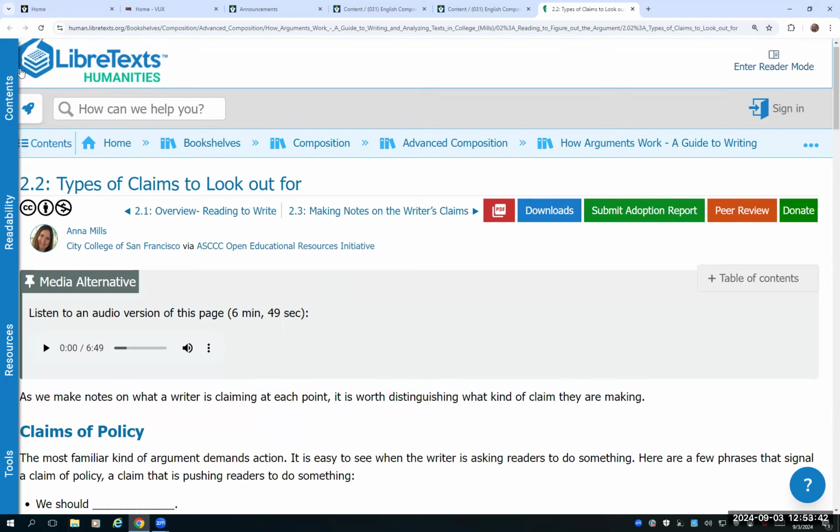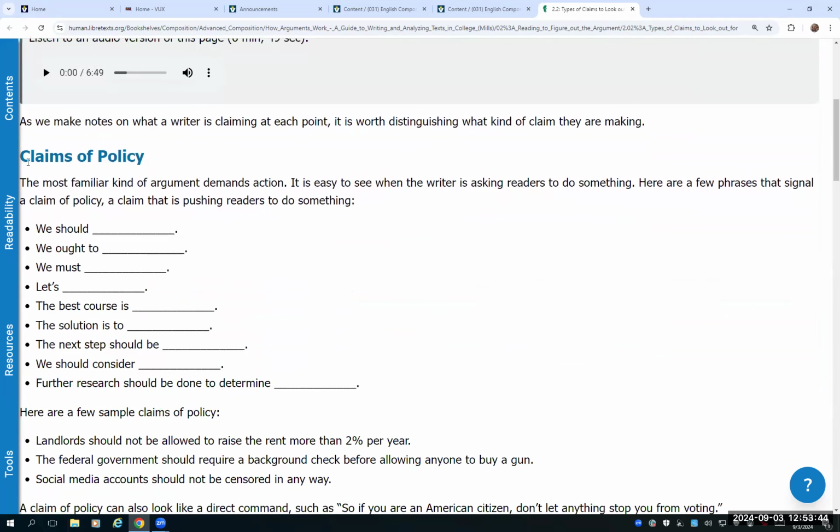So she starts off by saying there are 3 types of claims. The first type is a claim of policy. So over here on your document, type of claim number 1 is a claim of policy. And the claim of policy is advocating for a particular action. Action is the key word here.